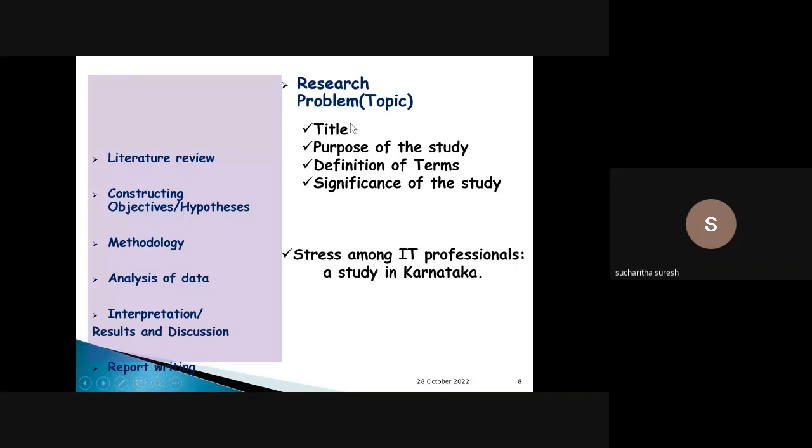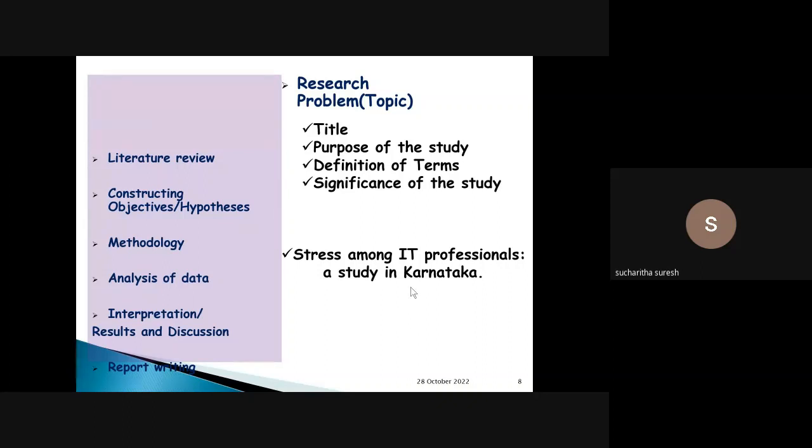Okay, one example is here. Stress among IT professionals: a study in Karnataka. Here this is the title. What is the purpose of studying stress among IT professionals? I may not be able to write on my own, but I can take help of various literatures to write about why I have taken up this study, giving due respect to those authors in the form of references. Then, what is the meaning of stress? There are a lot of meanings for stress actually. In what context or in which meaning you are taking stress, that has to be given very clearly because that helps to form the questionnaire.